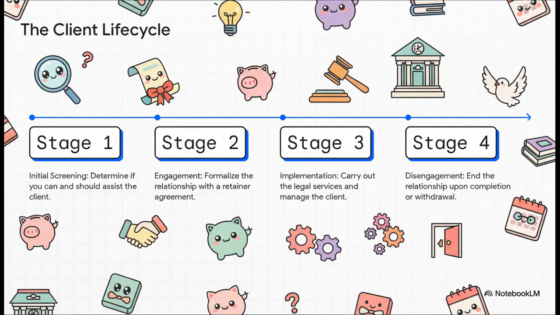The easiest way to think about this is a 4-stage life cycle. First, you've got the initial screening. This is where you're asking yourself, can I even do this? Am I allowed to? And honestly, should I take this client on? Then, if it's a go, you move to engagement. That's where you lock it all down in a retainer agreement. Stage 3 is implementation. You're doing the actual work. And finally, you have disengagement. This is how the relationship ends, either because the job is done or because you have to withdraw. This timeline is your mental map for everything we're about to cover.